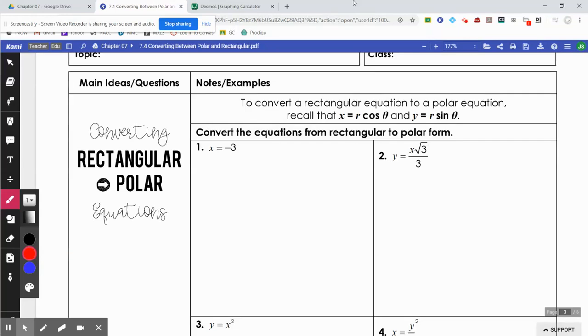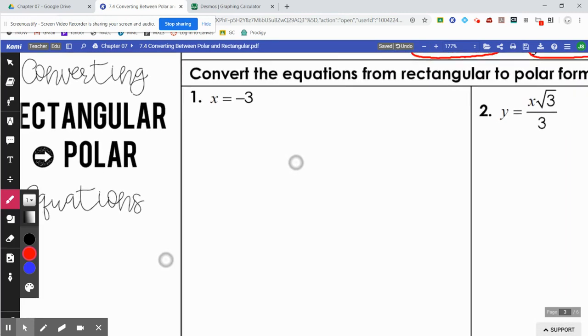Okay, now we're going to convert from rectangular equations to polar equations. So kind of the same sort of thing. We're going to use the exact same relationships. x is r cosine theta, y is r sine theta. And we remember the reason that's true is because we know cosine is x over r and sine is y over r. So how do we convert from an equation like x equals -3?